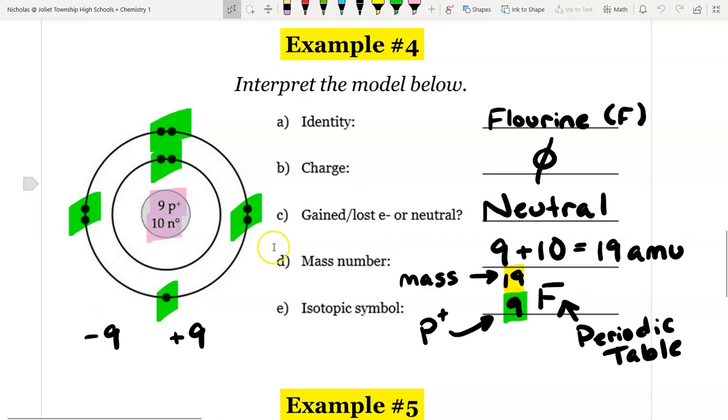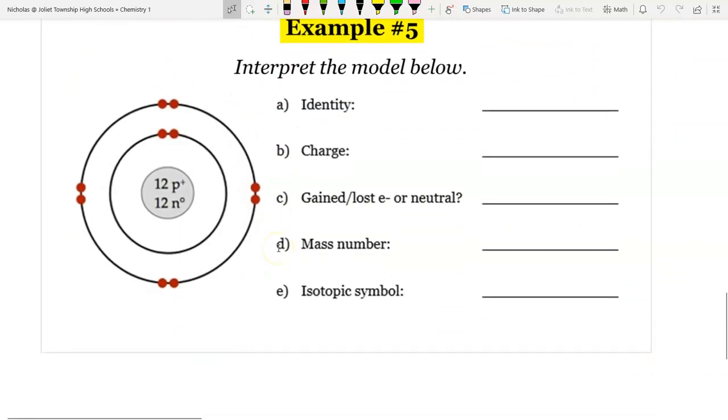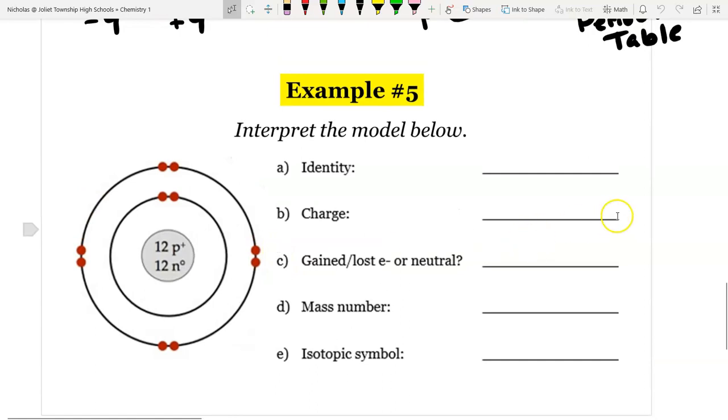All right, let's look at one more example here. It says interpret the model below. Very similar to the one we just did. So the first thing we're going to do is we're going to look at the number of protons. This has 12 protons, and if you look on the periodic table, number 12 is magnesium.